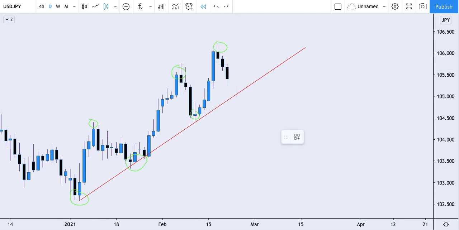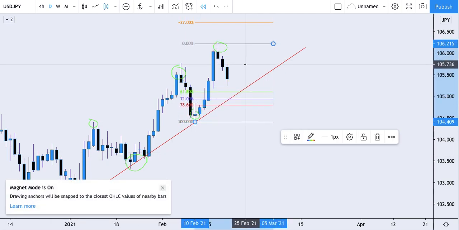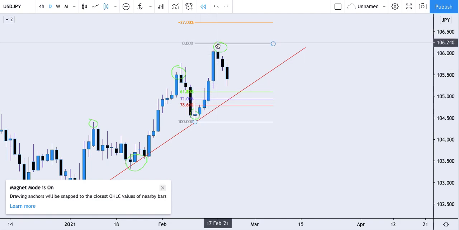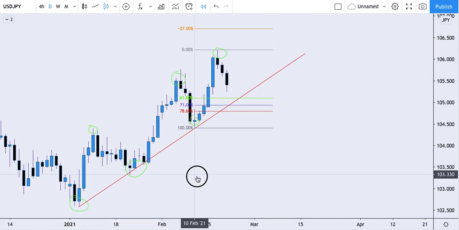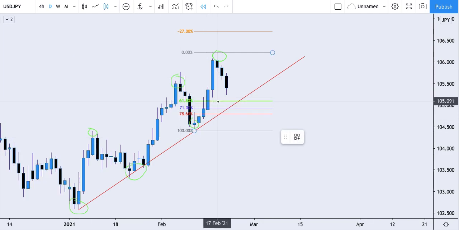So I'm going to use my fib tool from the bottom up to the top, measuring the impulsive move to measure the next retracement. Okay, and we can see at this specific level is where we could potentially see price come down to, reject off of this trend line and off of our 61.80% or 71%. The 61.80% is a huge fib level, as most of you guys already know, but the 71% is something more specific to me, and this is where I like to look to enter off of my trade.